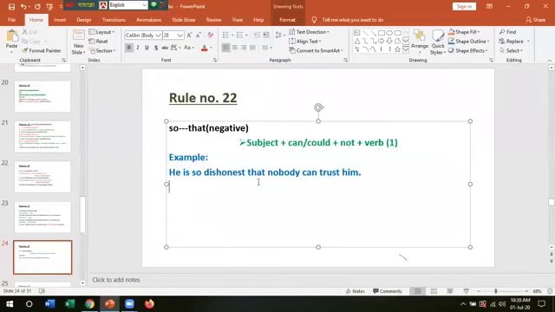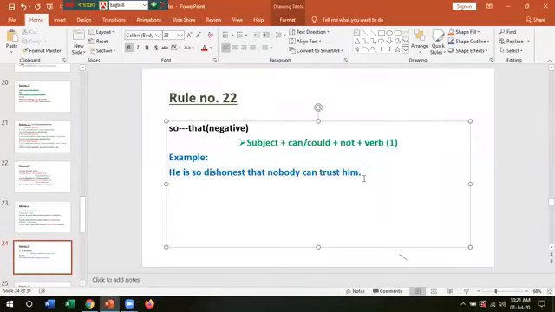Okay, he is so dishonest that, here we have used the subject nobody. Since the first part is in present tense, we have used can. Nobody can trust him, and we have used the present form of verb, that is verb 1. He is so dishonest that nobody can trust him.